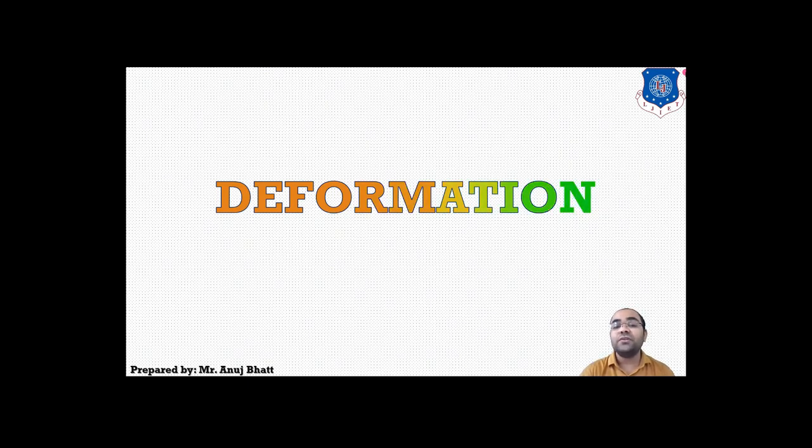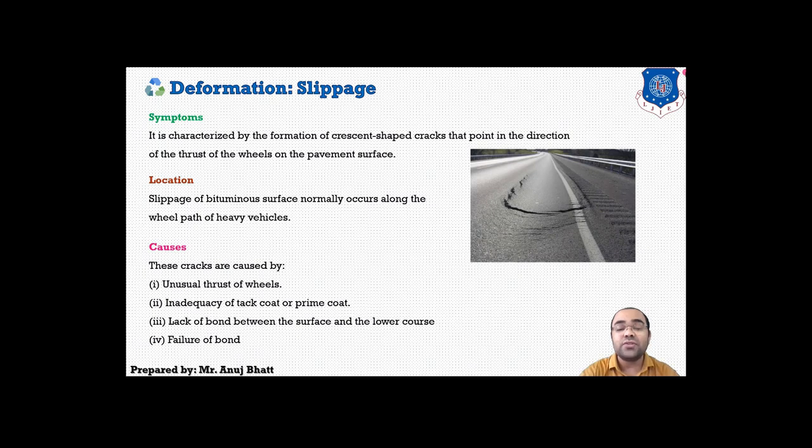The first deformation is slippage. If we talk about the symptoms of slippage, slippage is the relative movement between the surface layer and the layer beneath. It is characterized by the formation of crescent shaped cracks. As you can see in the figure, the crescent shaped cracks point in the direction of the thrust of the wheel on the pavement surface.